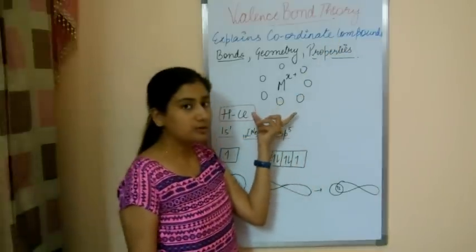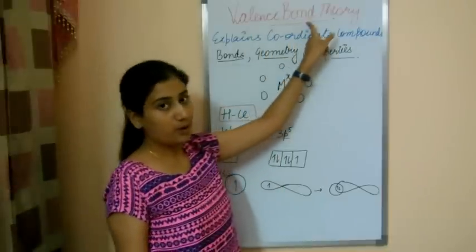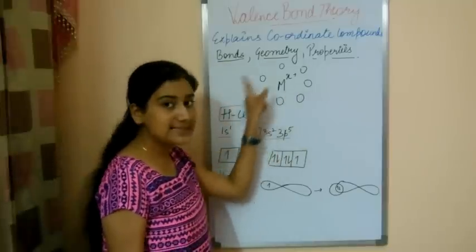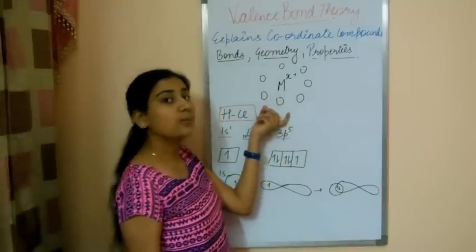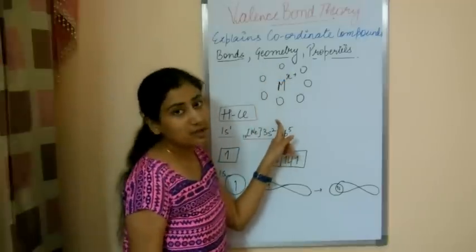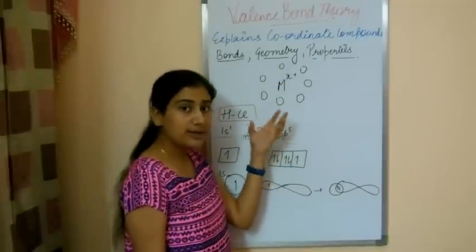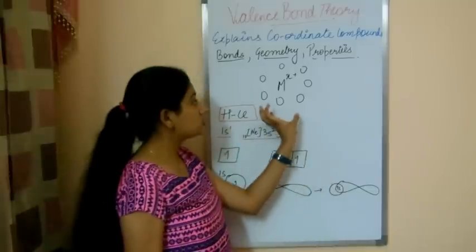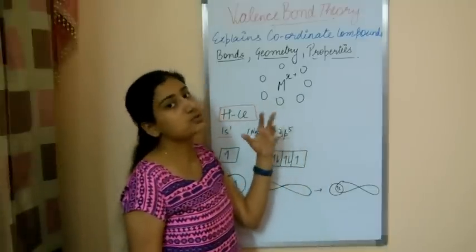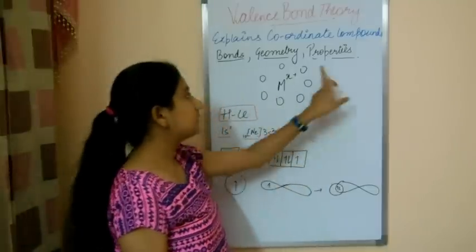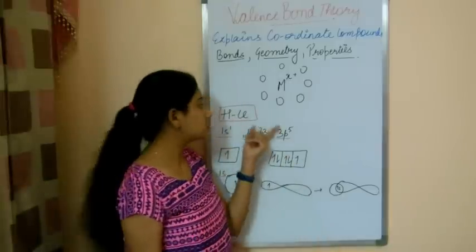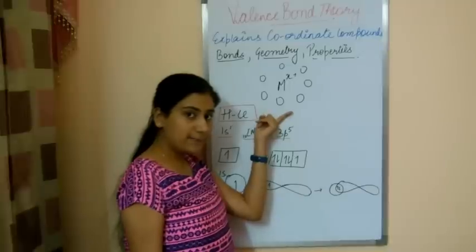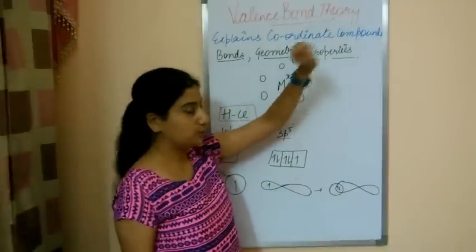Now, what is special about this coordinate compound? Valence bond theory tells us what it is about the bonding in these atoms, how these atoms are bonded together. What is the geometry of this compound, how they are bonded, and what is their structure, that is, how these atoms are oriented in space to form such stable compounds which are so important in our life. The properties like magnetic property, whether it is going to be diamagnetic or paramagnetic. This whole thing of coordinate compounds is explained by valence bond theory.